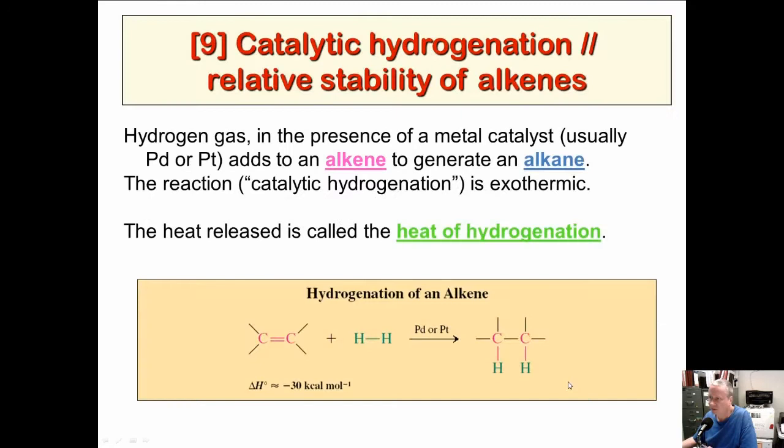Okay, catalytic hydrogenation and relative stability. Hydrogen gas, H2, in the presence of a metal catalyst, usually palladium or platinum, adds to the alkene to generate an alkane. And that releases a little bit of heat. Depending on the alkene, a little bit of heat gets released. So this is the basic reaction, right? Alkene plus H2 adds a pair of H's, and there's a little bit of heat released. What's the name of that heat that gets released? It's called the heat of hydrogenation, right?